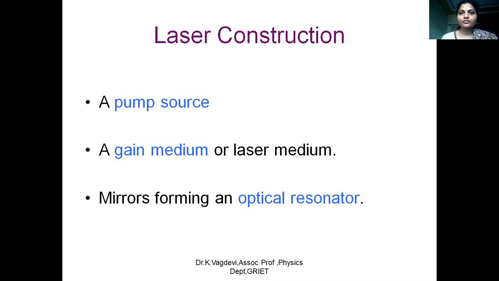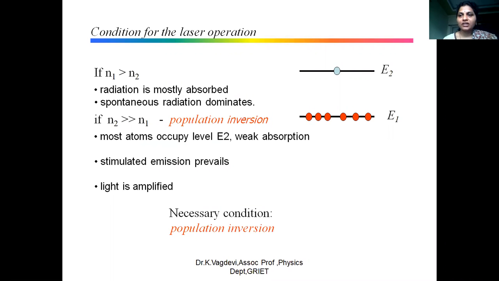Today we are going to discuss the essential requirements to build up the laser light, that is laser construction. So in today's class, we are going to discuss pump source, gain medium, population inversion, optical cavity, and so on. These are all the requirements to produce the laser light. So first one is population inversion.